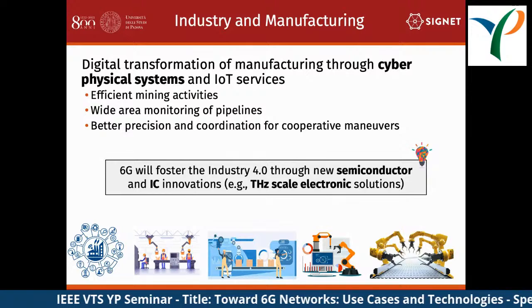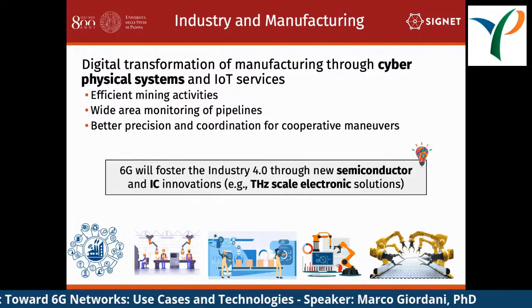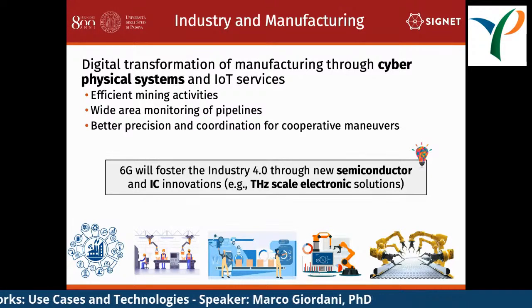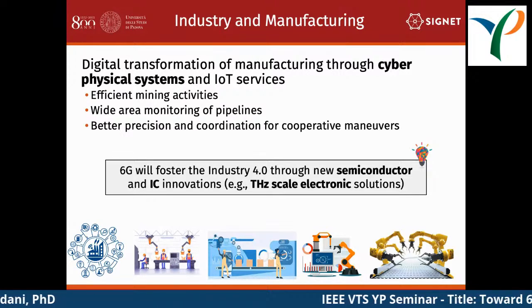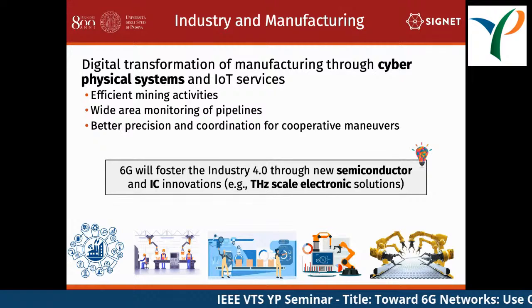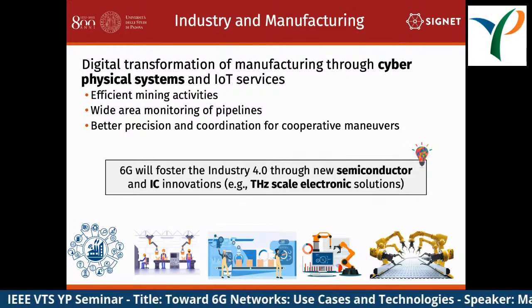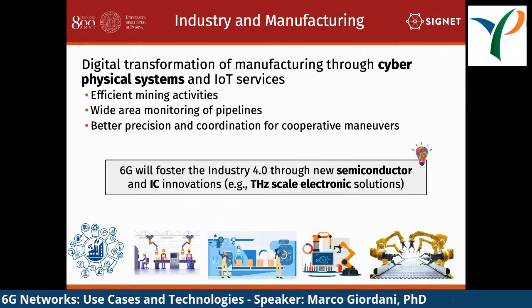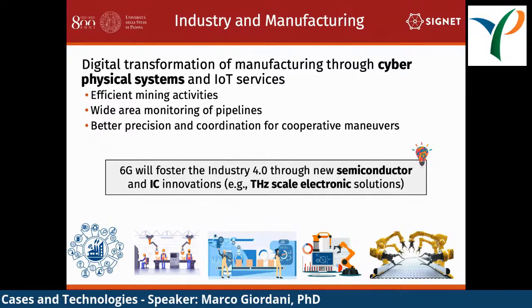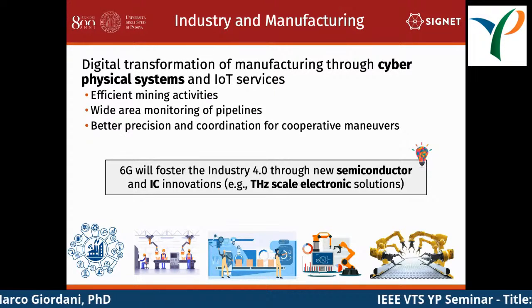So 6G will likely foster the industrial revolution towards the fourth or even the fifth generation. And we are talking about the digital transformation of manufacturing through the so-called cyber physical system paradigm. So the idea is to make it possible for multiple robots to cooperate together, accomplishing cooperative maneuvers that require a very high degree of precision and coordination.